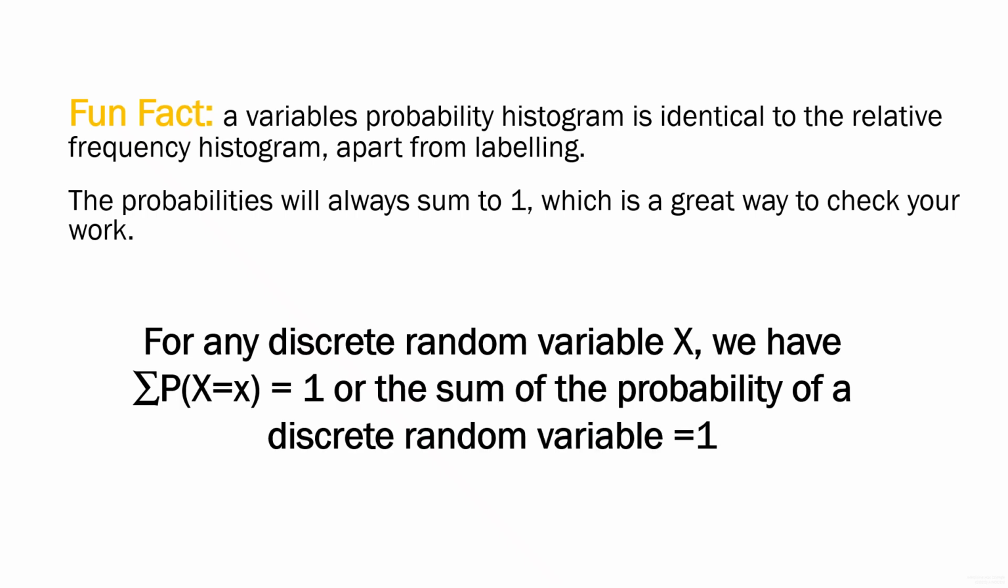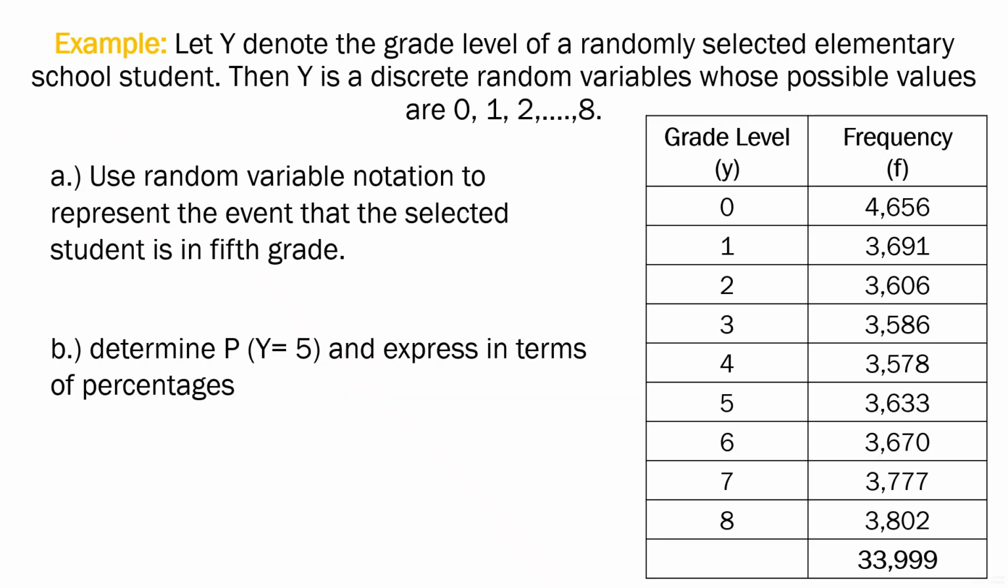So for any discrete random variable X, the sum of the probabilities P(X = x) is equal to 1, or the sum of the probability of a discrete random variable is equal to 1. And we'll do an example. Let Y denote the grade level of a randomly selected elementary school student. Then Y is a discrete random variable whose possible values are 0 through 8.